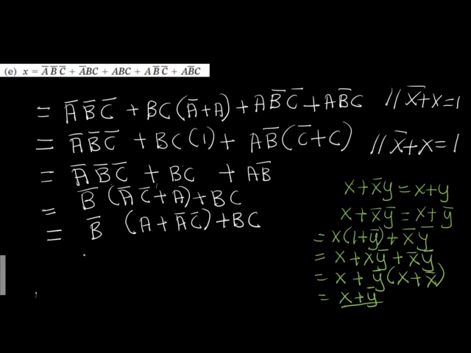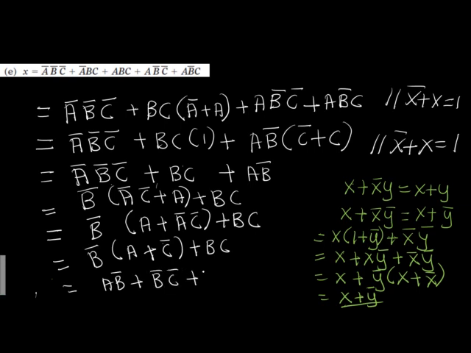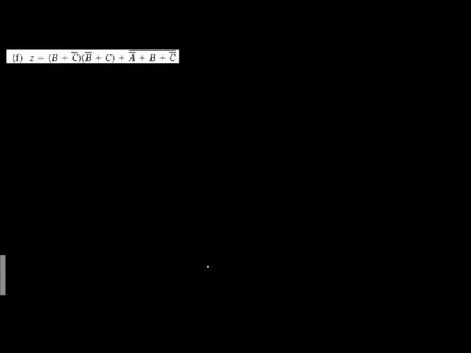So now b bar, a or with c bar, or with BC. And the final answer I can write down as A B bar, or with B bar C bar, or with BC. So this will be the final answer. Okay, let's look at the next slide.